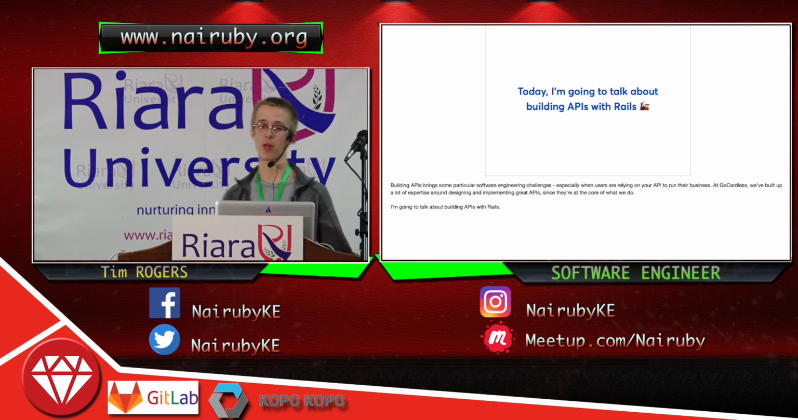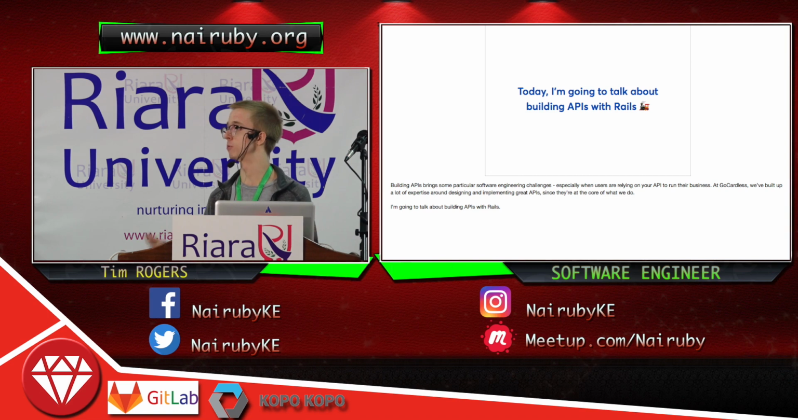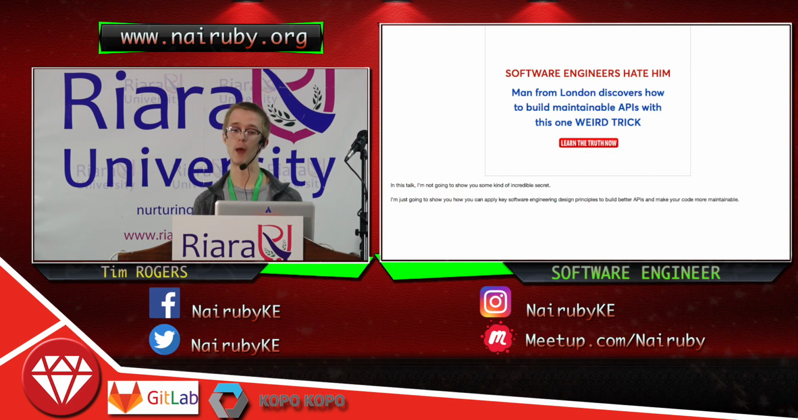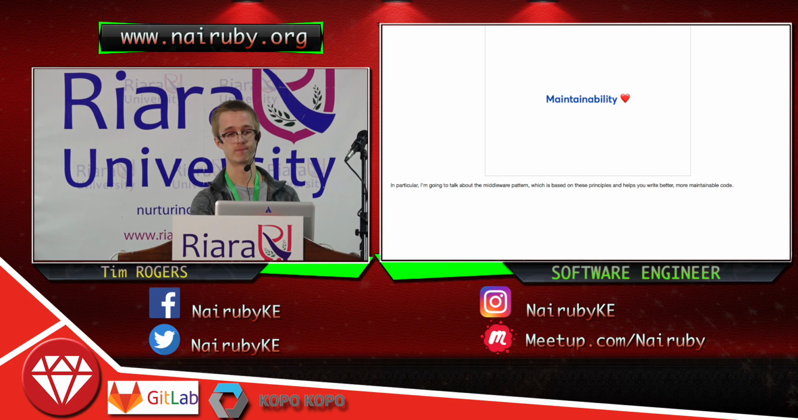In this talk, I'm not going to let you in on some kind of incredible secret or a weird trick, but rather I'm going to talk about how you can apply basic software engineering principles in order to build better APIs and make your code more maintainable. In particular, I'm going to talk about a pattern called the middleware pattern, which is based on these software engineering principles and helps you to write better, more maintainable code.